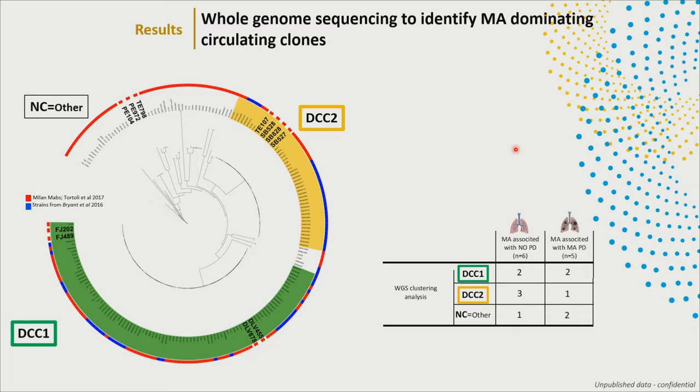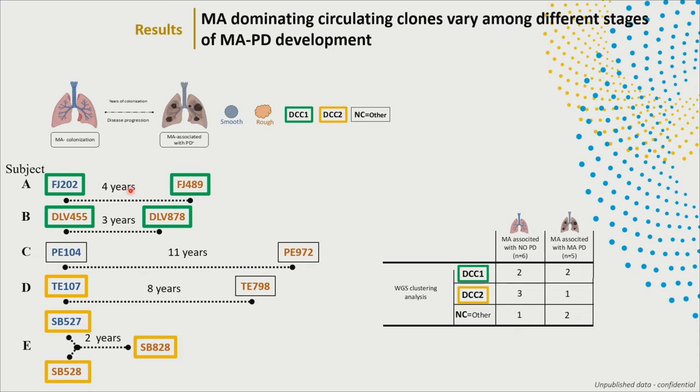It's worth noting that in particular the two couples of longitudinal strains belonged to the dominant circulating clone 1, while the others were equally distributed between the dominant circulating clone 2 and the cluster. So up to now, we were able to characterize the morphotype features, the dominant circulating clone, and the disease-associated stage associated with our clinical strains.